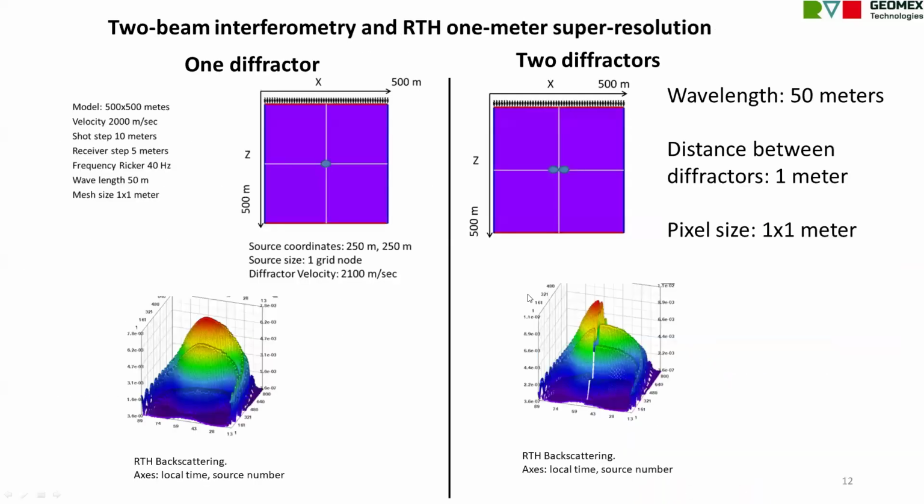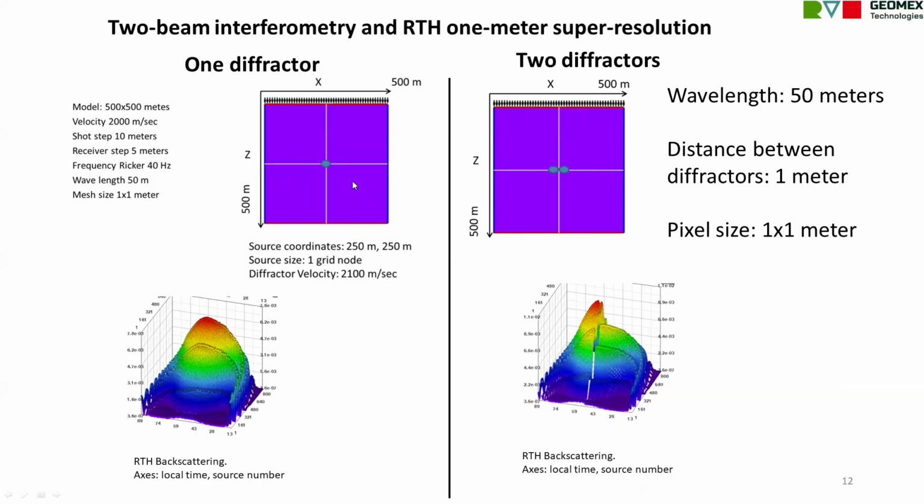The next, maybe last feature of reverse time holography is high super resolution. What does it mean? This is not concerning the Rayleigh super resolution of lambda divided by 2 or 4. It's concerning the use of interferometry. When we use interferometry, using phase, we achieve super resolution.